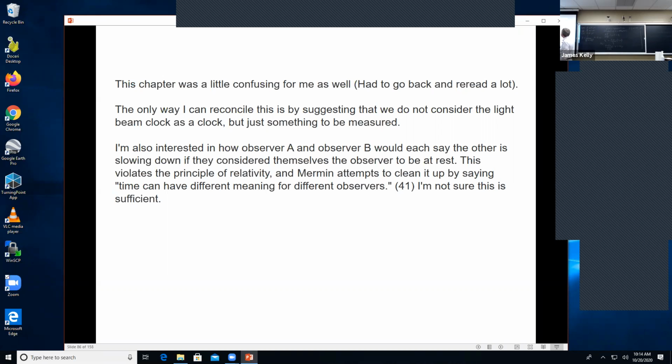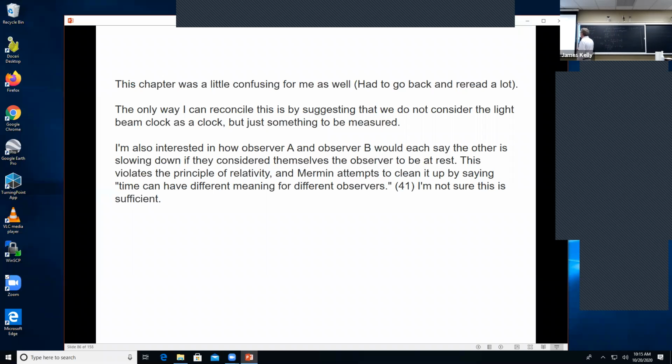If they didn't observe the same outcome, which is to say the other one's watch is slowing down when I make careful measurements of it, that would be a violation of the principle of relativity. So we need this to be true in order for the principle of relativity to be satisfied.